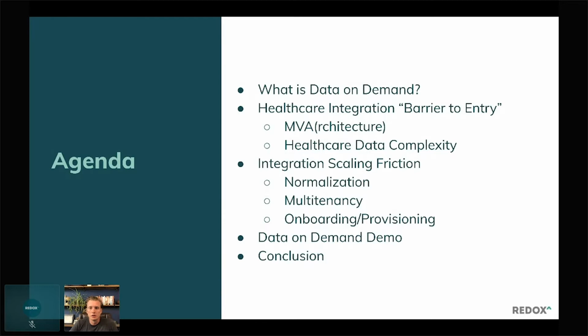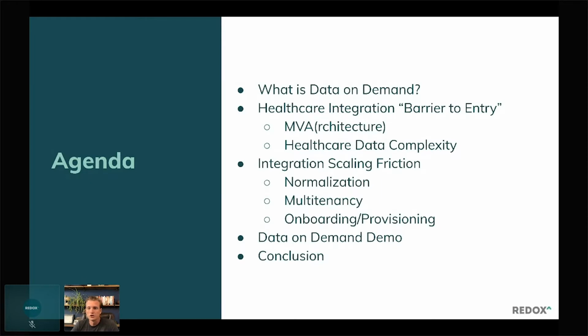Then we're going to jump into what I see as some basic barriers to entry for getting into healthcare integration. So essentially things that everybody has to go through in order to start integrating with health systems and to sell their products to health systems. And we'll talk about kind of a minimum viable architecture for starting that integration and starting to ingest and store healthcare data. And we'll talk about a lot of the complexity behind that.